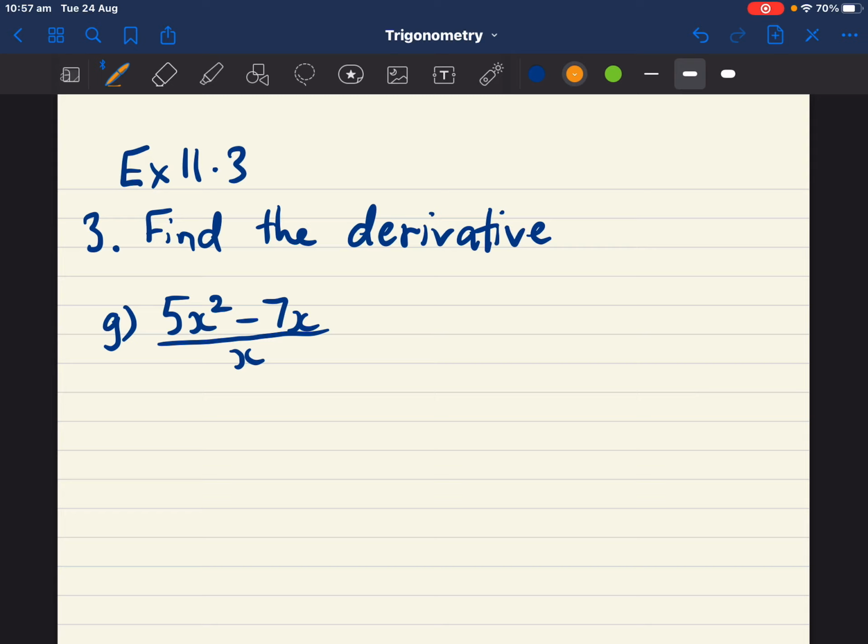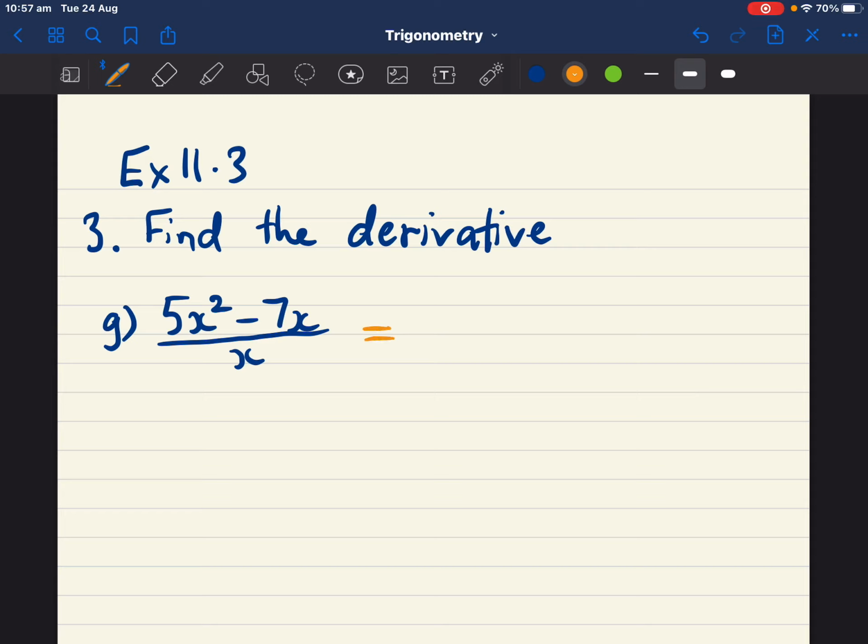For questions like this, where you do have a function divided by another function, if you can actually divide the functions first, that is easily going to be the best way to do it. So I actually would encourage you not to use quotient rule with this one, because we can divide 5x squared minus 7x by x quite easily. Let me show you how.